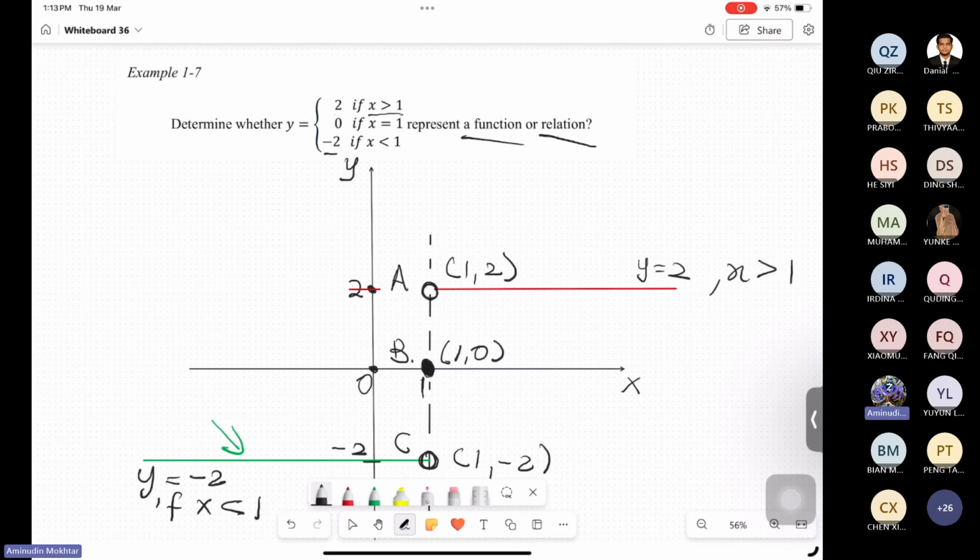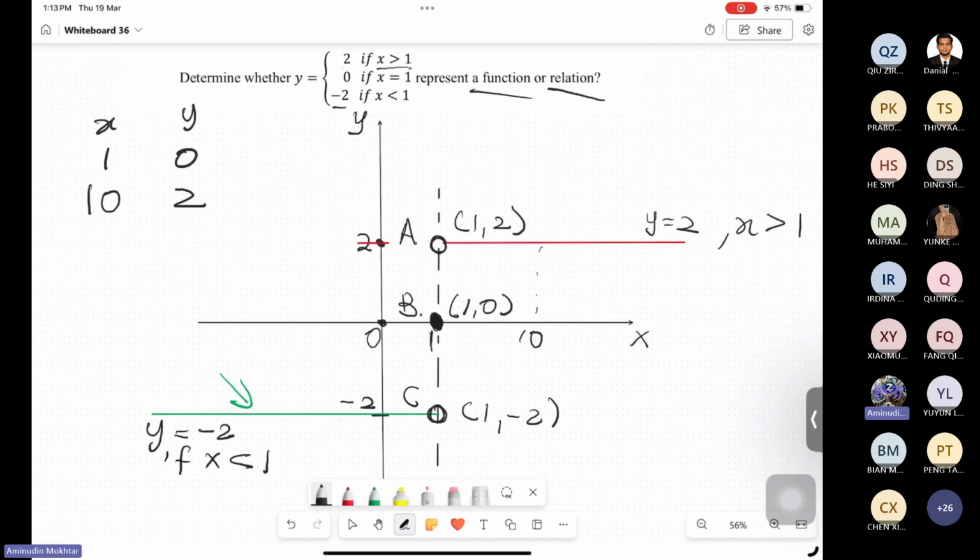So for this case, we need to find whether one x only produces one y, or whether x can produce more than one y. One x, one y. The most important thing, one x, one y. So when x equals 1, y equals 0. Let's say I have another one. When x equals 10, y equals 2.